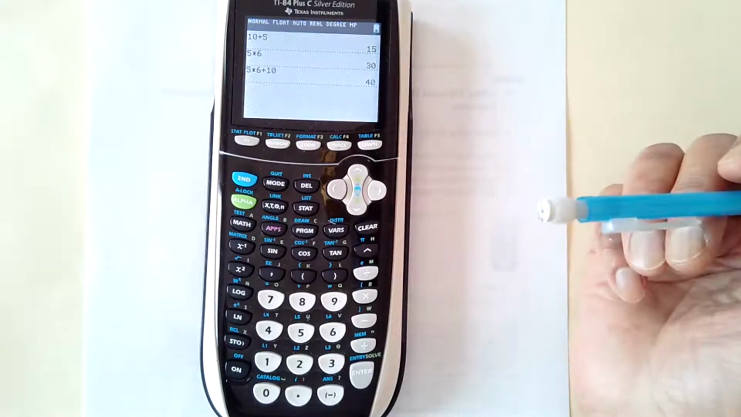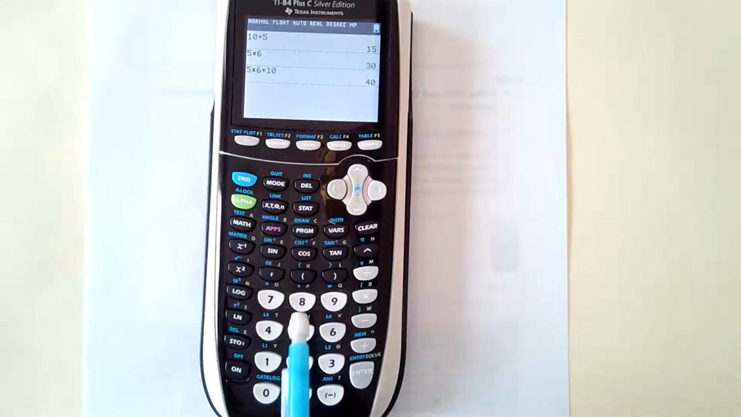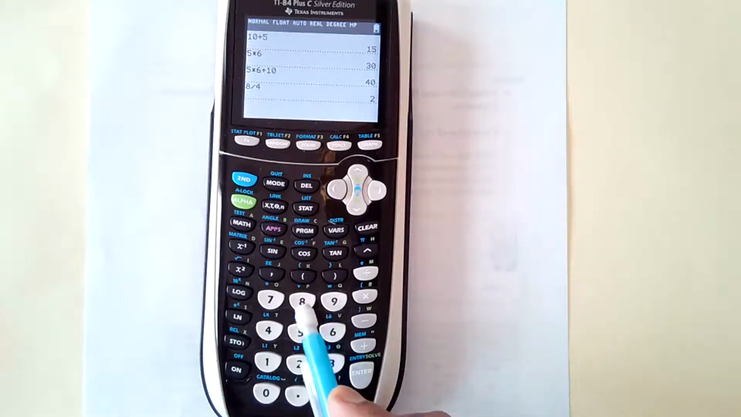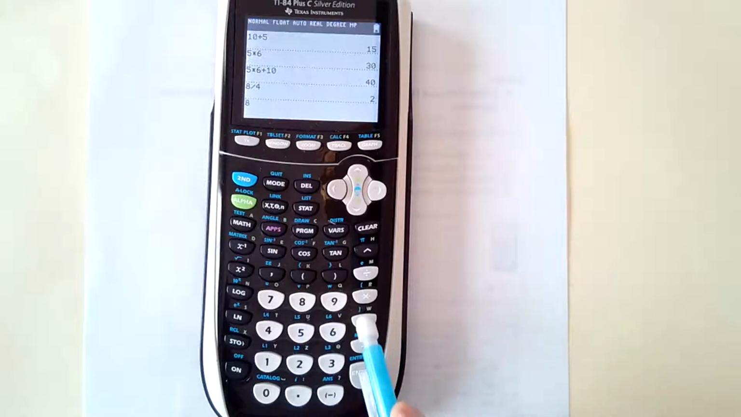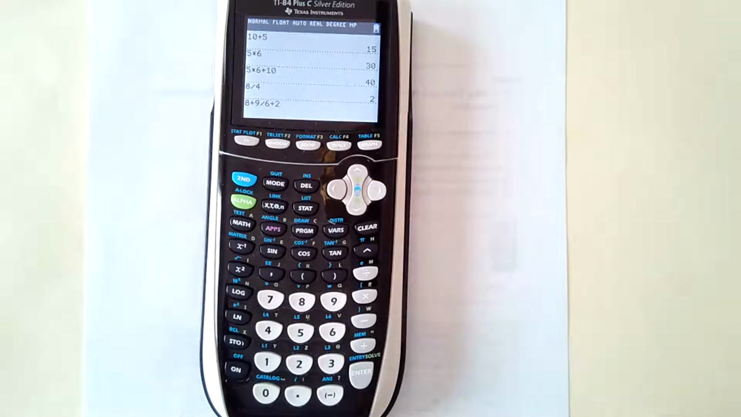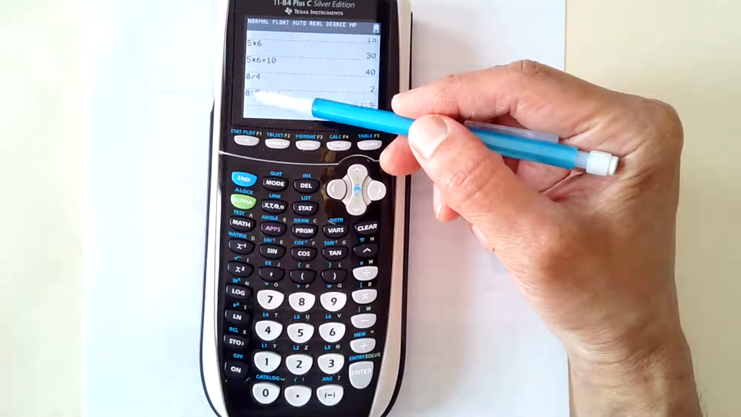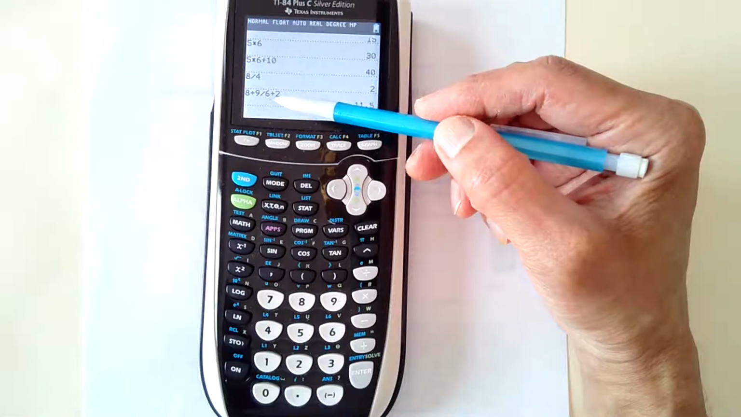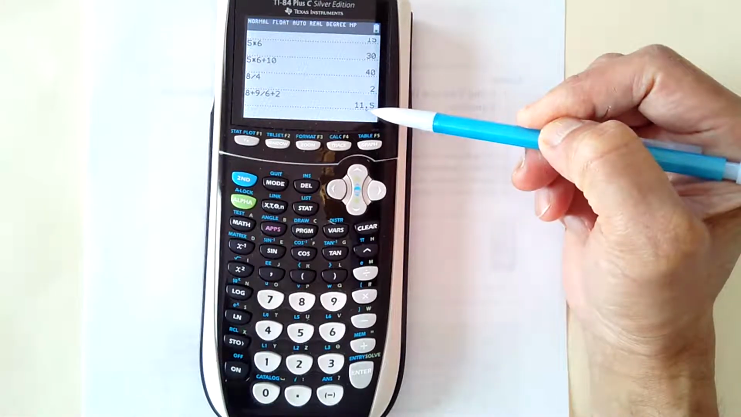Now, if you want to divide, it will show you, let's say, 8 divided by 4, basically 2. Now, if you want to do multiple operations, say we have 8 plus 9 divided by 6 plus 2. You'll have a different answer for this compared to what you would expect. Let's say you get the answer 11.5. But really, 8 plus 9 divided by 6 plus 2, which is 8, will not give you 11.5.